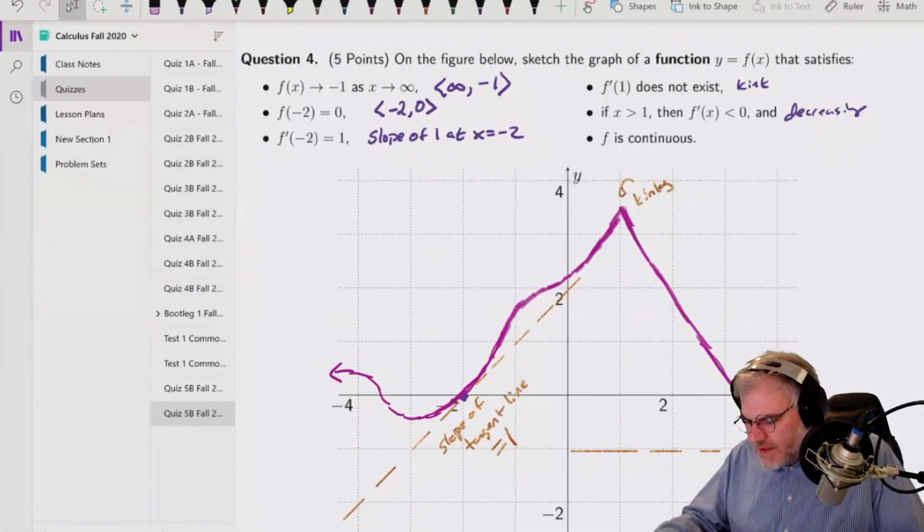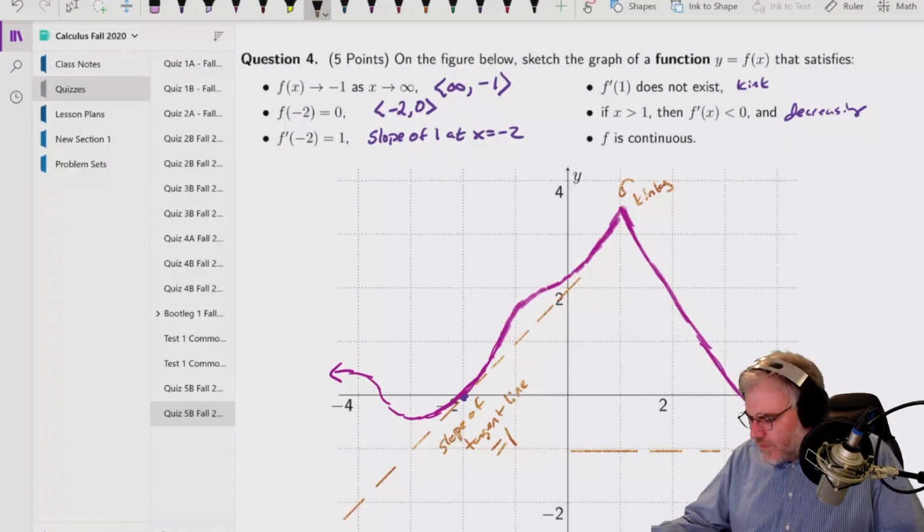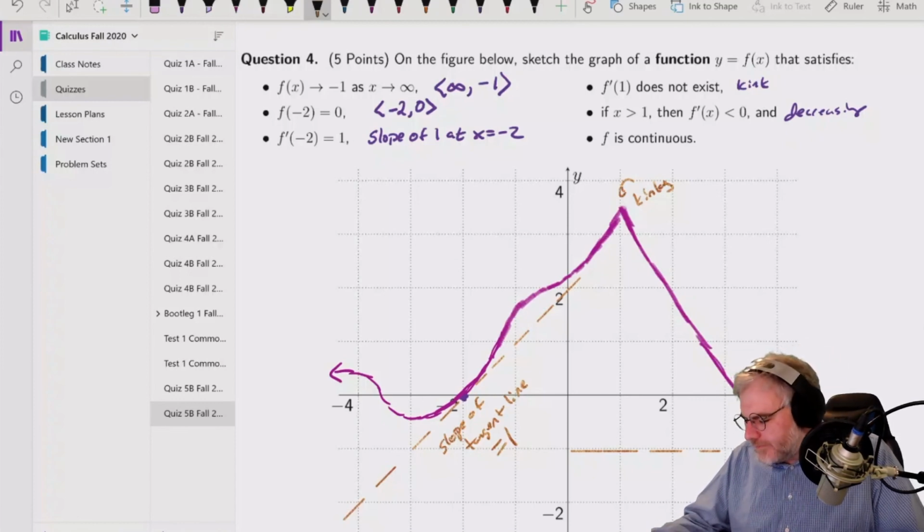So now I check. Is it true that as x goes to infinity, f of x goes to negative 1? Yes. Is it true that f of negative 2 equals 0? Yep. Is it true that the slope of the tangent line, the derivative here, is 1? Yes. I even drew a nice little tangent line to help. And if you do this, do draw the tangent line. Because otherwise people are going to look at it and ask, is it true that f prime of 1 doesn't exist? Nope. The derivative from the left does not equal the derivative from the right. The slope from the left does not equal the slope from the right.